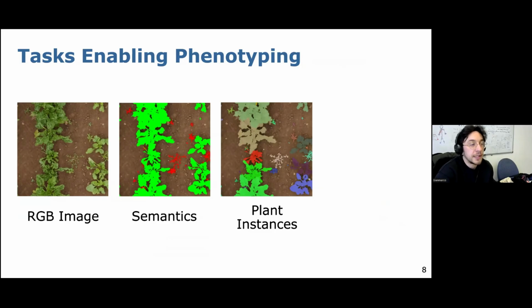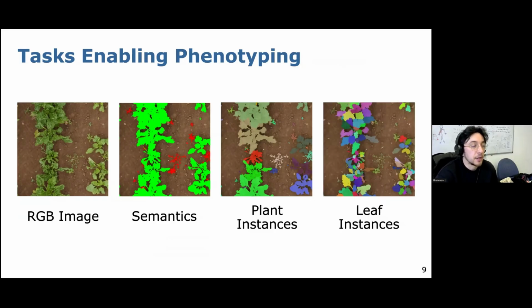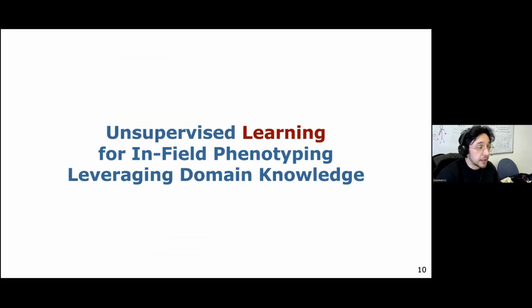And one could go one step further and separate each one of these plant instances into their component leaves. And once we have the leaves, we can start performing the real phenotyping tasks, so measuring their length, their width, or their curvature, for example. Now, most of these tasks are nowadays learned through neural networks.